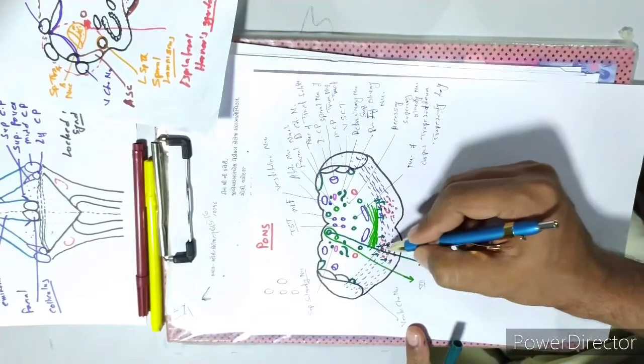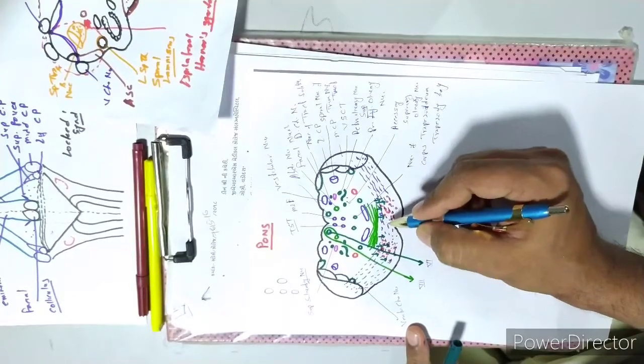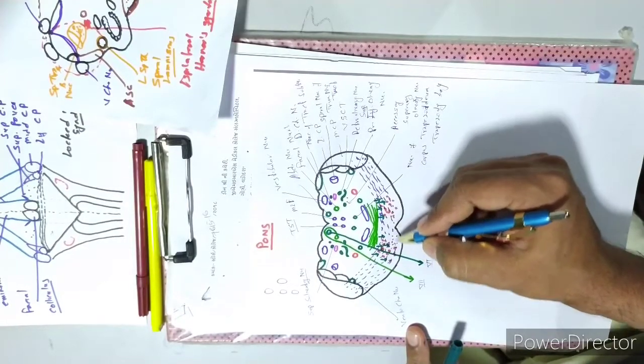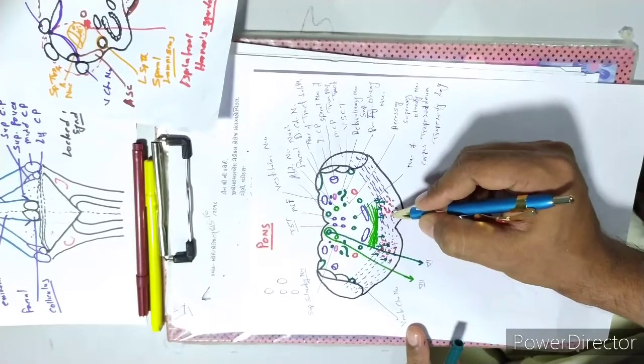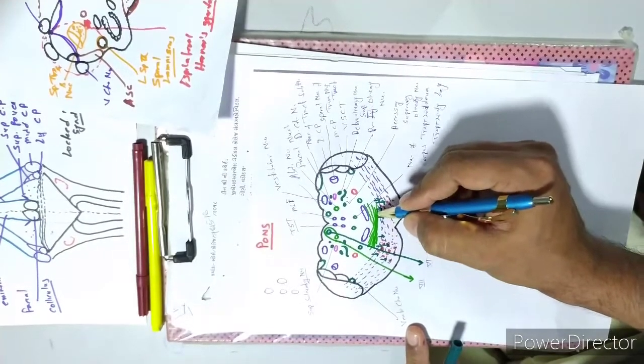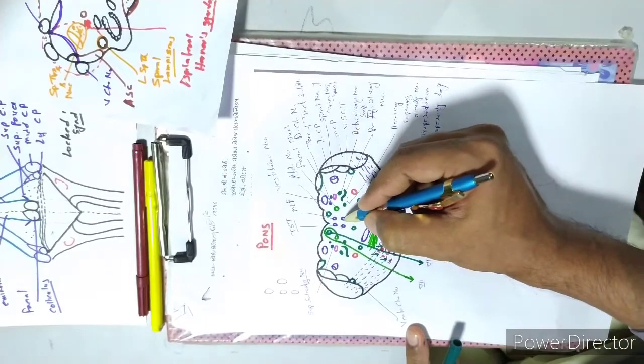In between, there are vertically running fibers. These are the vertically running fibers of the corticospinal, corticobulbar and corticonuclear fibers. In between them are the pontine nuclei. This is the trapezoid body, which demarcates the ventral part from the dorsal part.